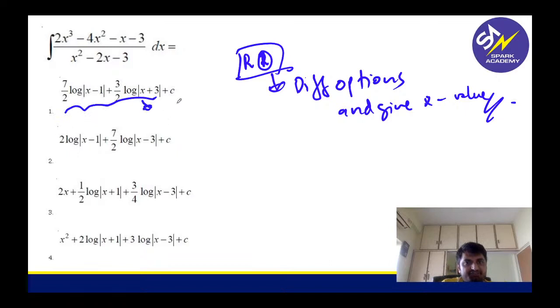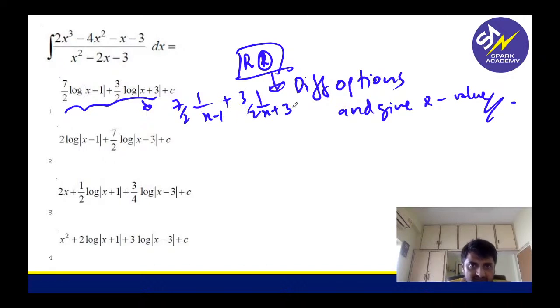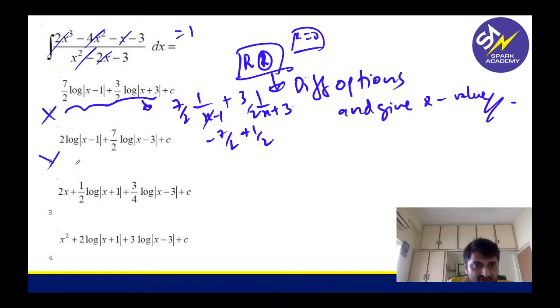So how do you differentiate? First option, 7 by 2, 1 by x minus 1 plus 3 by 2, 1 by x plus 3, right? Correct? So what will you get now? 1 by 2 minus 7 by 2. So I can give x 0. I can differentiate, I can give x 0. So what will you get? You will get minus 7 by 2 plus 1 by 2 minus 6 by 2 minus 3. But here we are getting plus 1, right? If you give x 0, everything will go off. You should get plus 1. First, not possible. Second, also not possible.